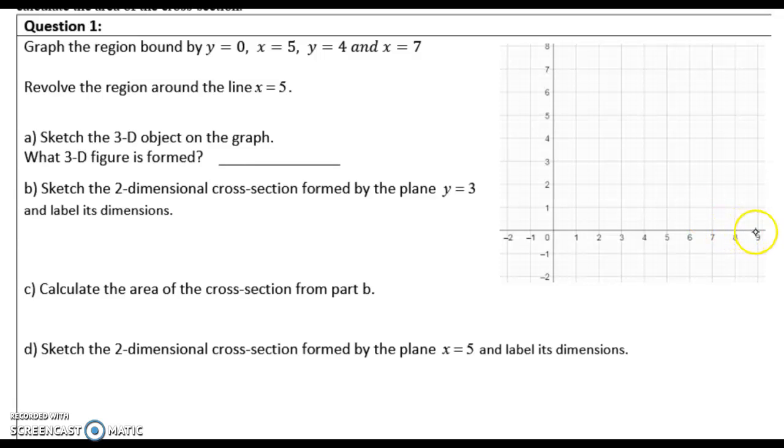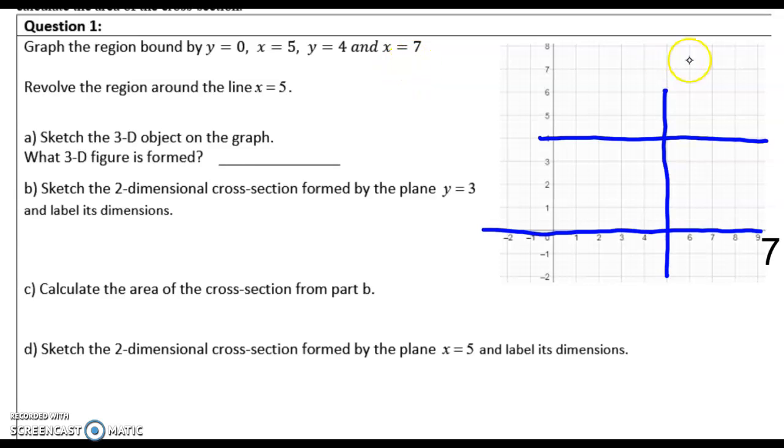Y equals 0 is actually the x-axis. Anywhere on this line will have a y value of 0. X equals 5 will cross the x-axis. Pretend like my lines are straight. Y equals 4 will cross the y-axis at 4 and it will be horizontal.